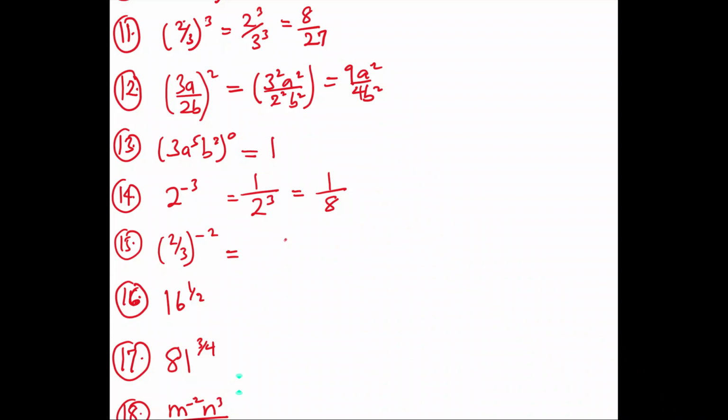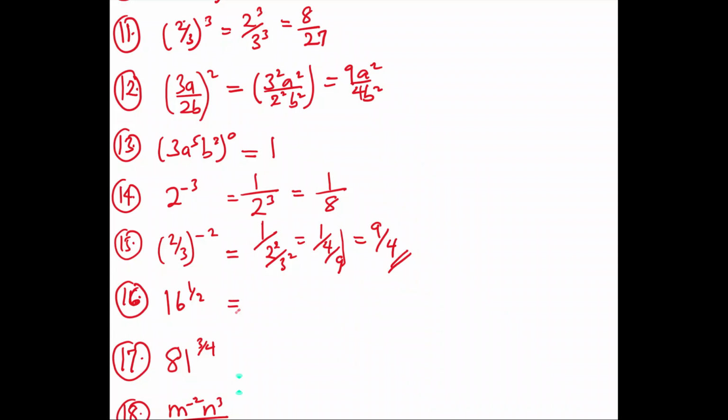So number 15, we have 2 over 3 all raised to power minus 2. So we just do the same thing like we did for that. Okay, so we just do 1 over 2 raised to power 2 over 3 raised to power 2, right? So that will be equal to 1 over 4 over 9. And then when we do it as a normal fraction, the 9 will come up, 4 will go down. So that will be equal to 9 over 4.